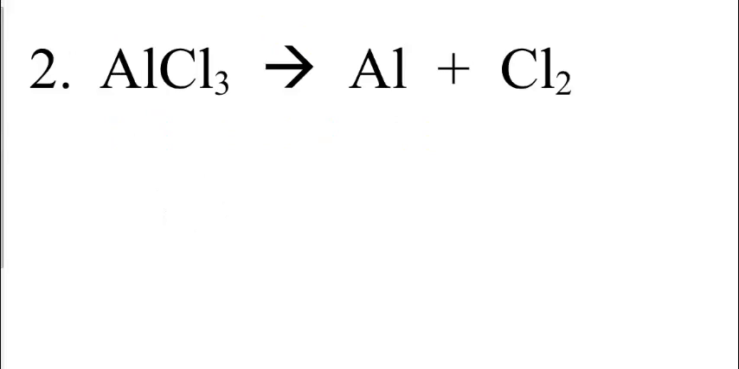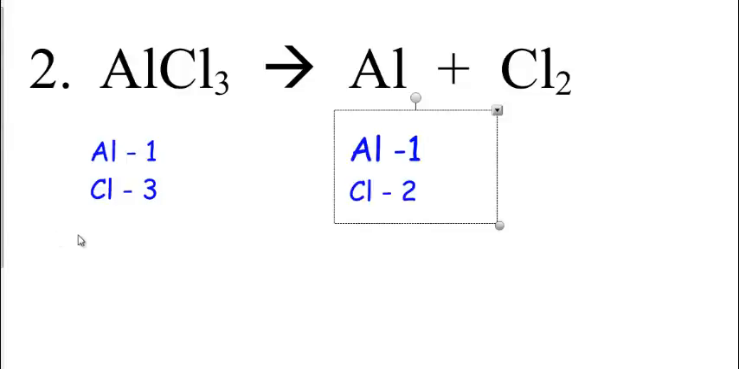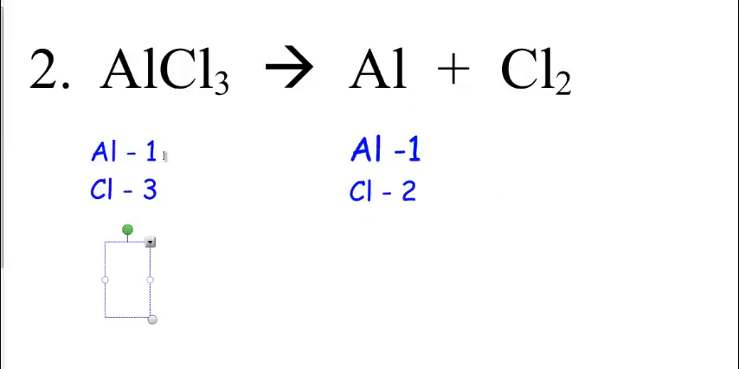Here's our next example. Aluminum chloride yields aluminum plus chlorine. If you want, pause and do your own list and count. You should have said aluminum and chlorine, 1 and 3 on the reactant, 1 and 2 on the product. Aluminum's already balanced. Now, chlorine is 3 and 2. We have to find something that they both can go into evenly. Of course, we know they can go into 6. So I need to make each of these a 6.